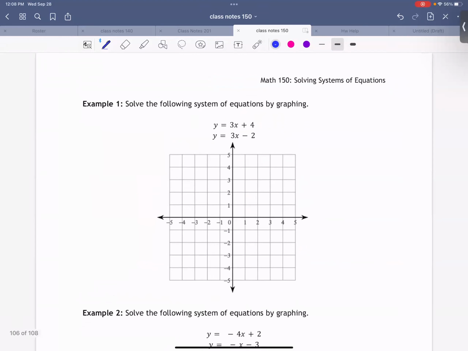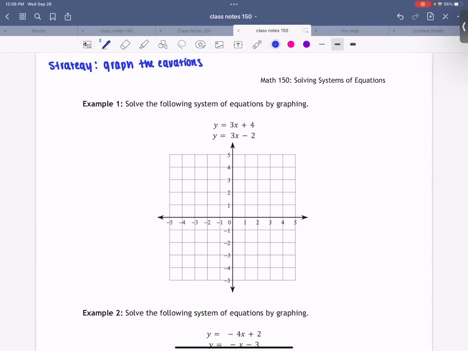So there's a couple of different strategies that we use to solve the following systems of equations. The first one is the graphing strategy, okay? And the strategy behind this is we have two equations that we want to find. What we want to do with these is we're going to graph both of them. So graph the equations.